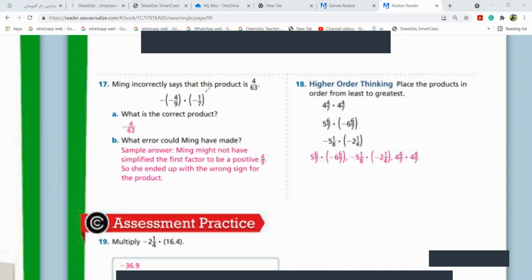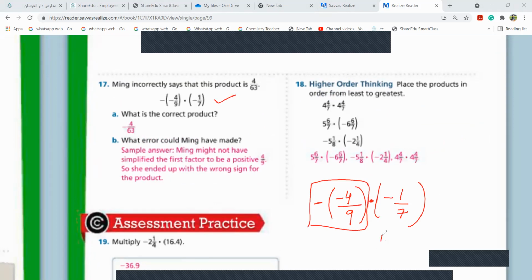Ming incorrectly says that this product is 4/63. Okay, let us do this product: minus 4/9 times minus 1/7. You have minus and minus. Just solve this. Malak, when you multiply minus into minus, what is it? Minus times minus is plus. And I will not take the sign of the bigger number. You got this? Still you have minus 1/7.